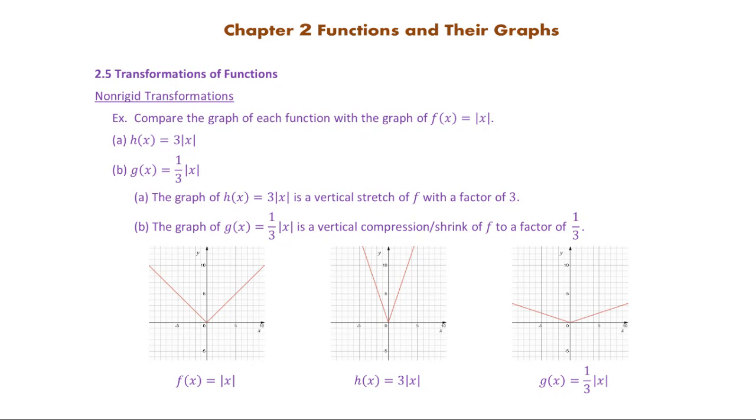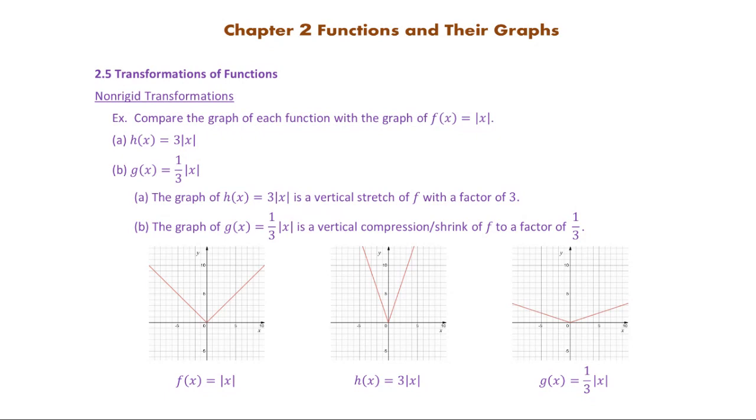Okay, so let's start from one example here. In this example, we need to compare the graph of each function with the graph of f equals the absolute value of x. So in part A, we have another function h equal to 3 times the absolute value of x, and in part B, we got the function g equals 1/3 of the absolute value of x.